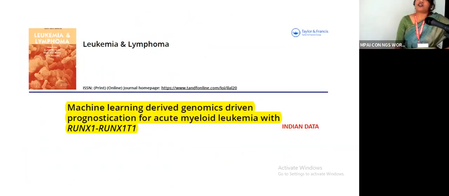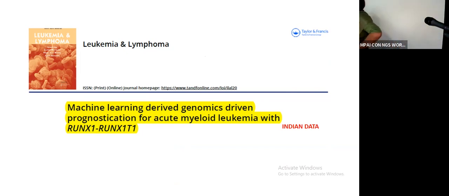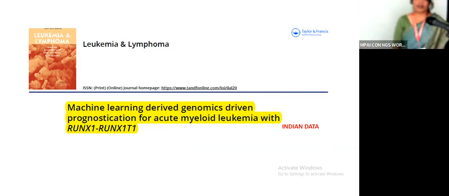So again, there is literature from Indian data. Why I'm showing the Indian data is because our people have a completely different mutational profile, and their genetic behavior and treatment behavior is very different from that of Western literature. So we should know how our patients are behaving so that we can treat them accordingly.